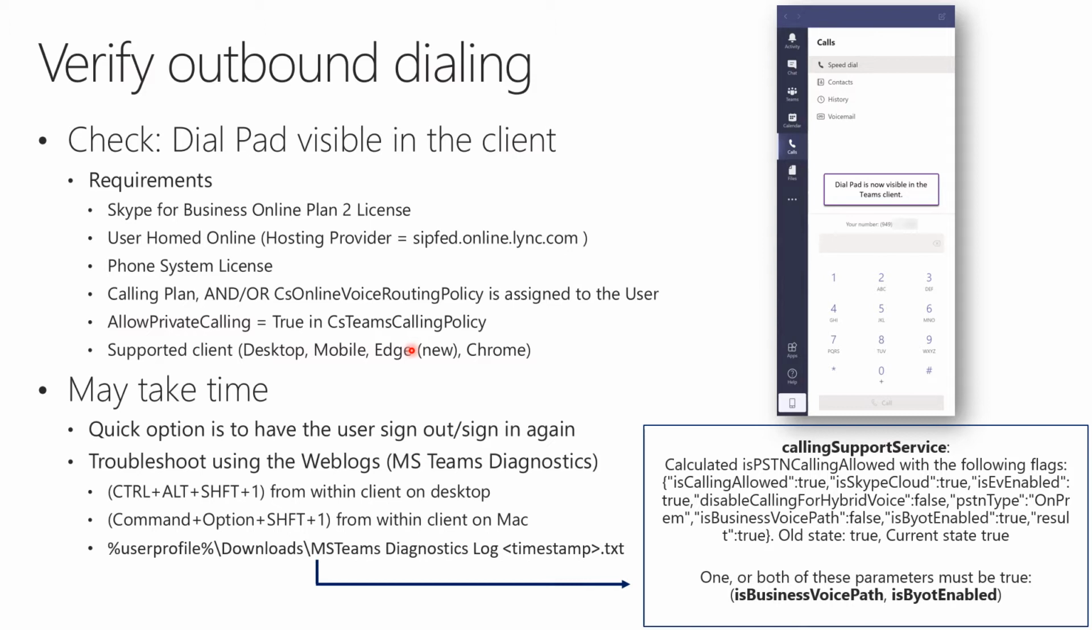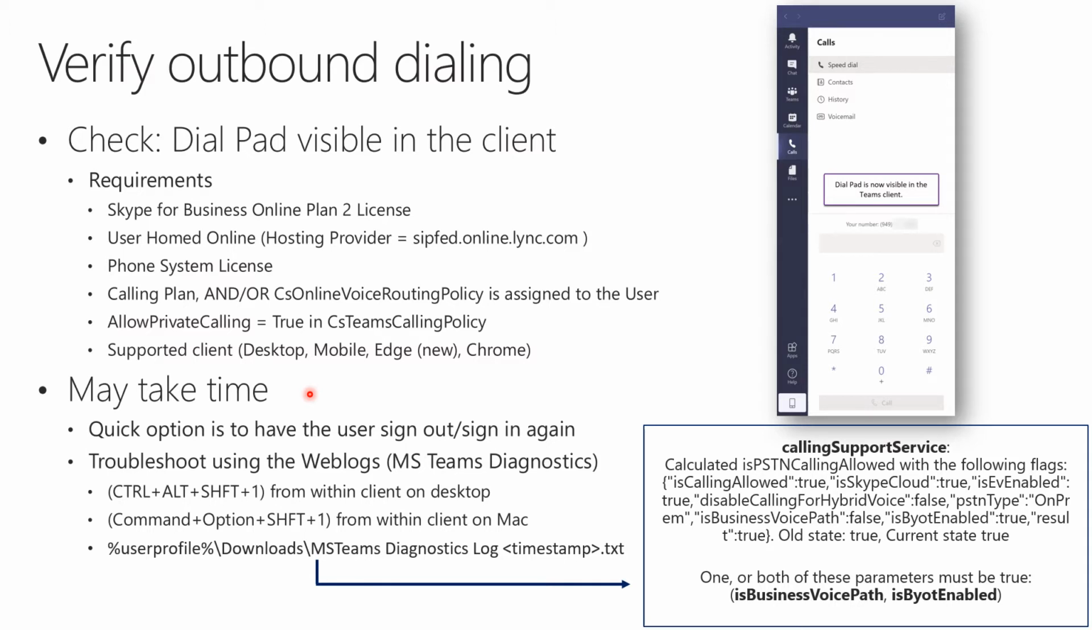Supported clients include our desktop clients, that's PC and Mac, our mobile clients, the new Edge browser, the Chrome browser. All of those have capabilities of being able to do the calling features inside of the Teams app itself. Now, this may take a little bit of time for the dial pad to show up. Most often in my experience, having the user do a quick sign out and sign in of the Teams application is the fastest way to get the dial pad to show up.